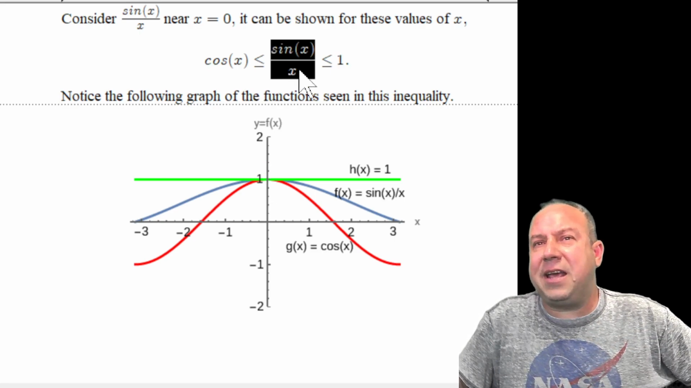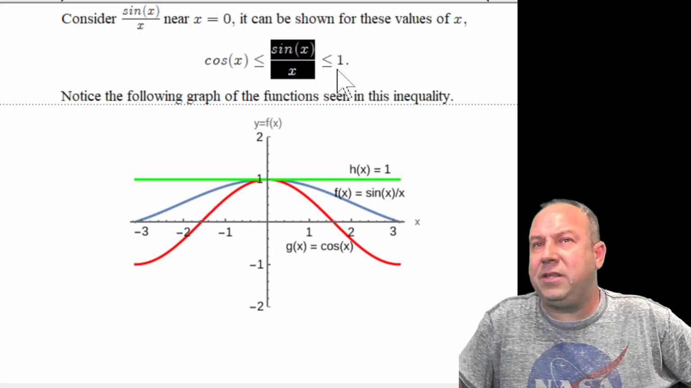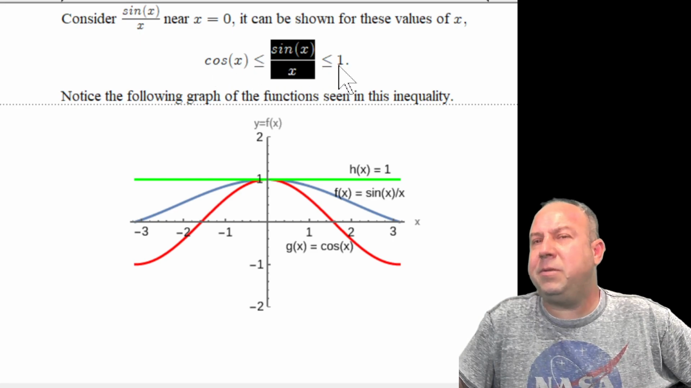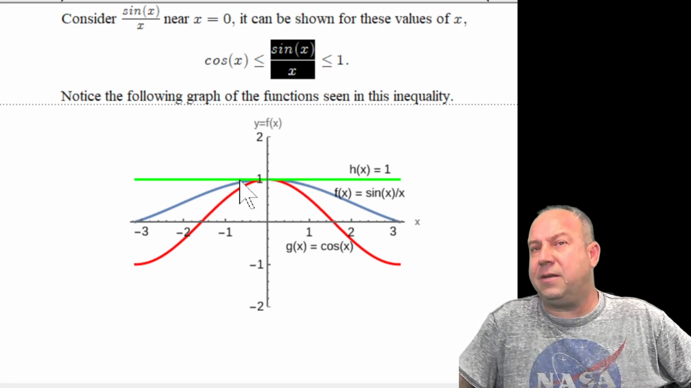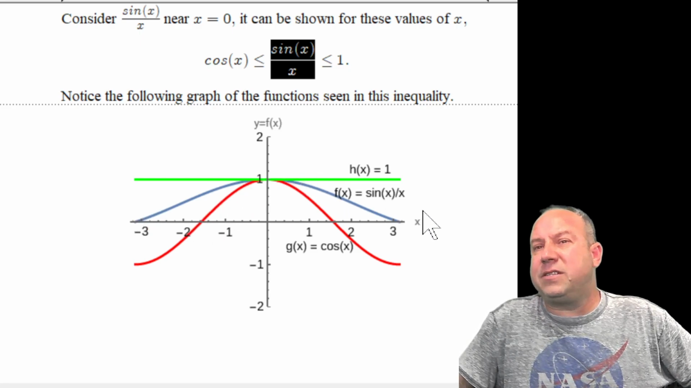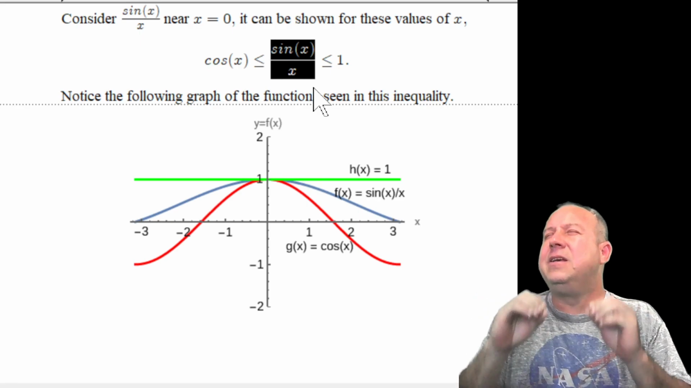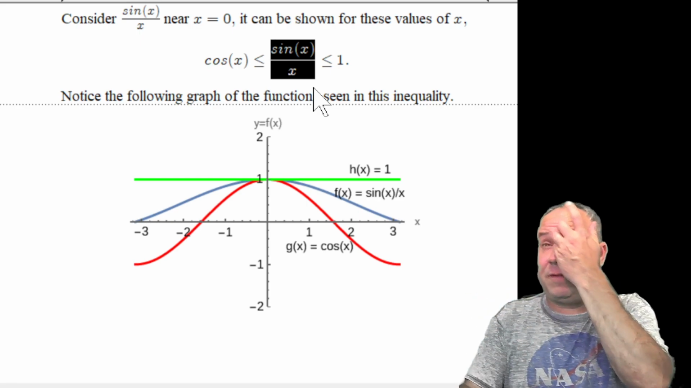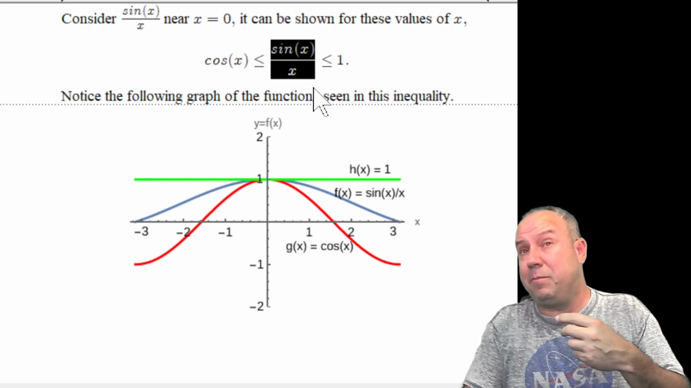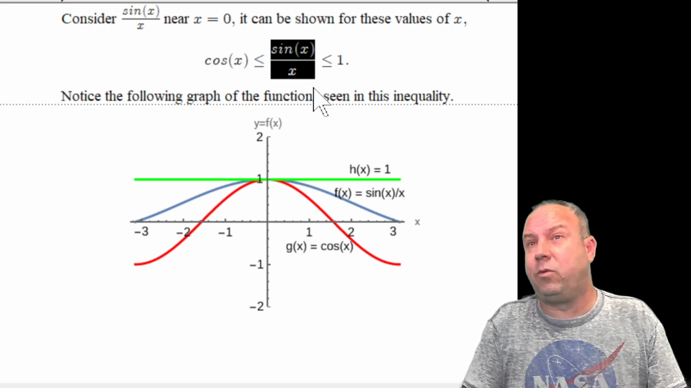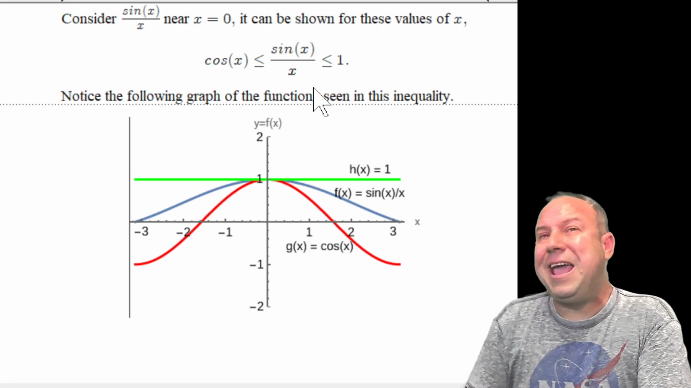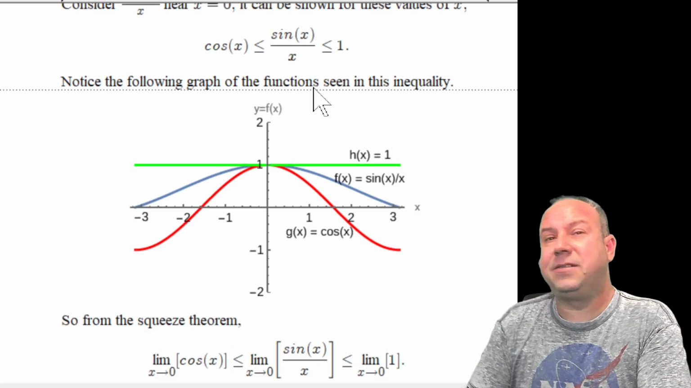So if the sine x over x is stuck between these two functions and both of these limits approach the value of 1, then the graph for the function sine x over x must have its limit squeezed between those two values, or in a sense, set also equal to the value of 1. And that's what we see here in this case.